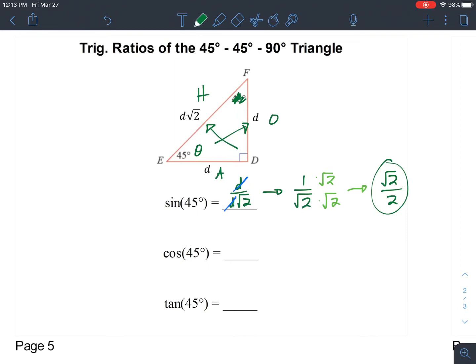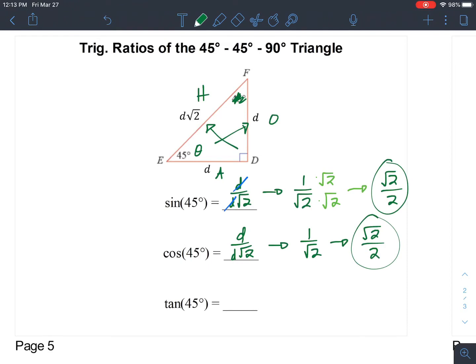All right, now the next one that we have is cosine. So cosine of 45 is adjacent over hypotenuse. We're going to get d over d root 2 again. And this time, we get the exact same thing, 1 over root 2. So it turns out that cosine of 45 is the same thing as sine of 45.